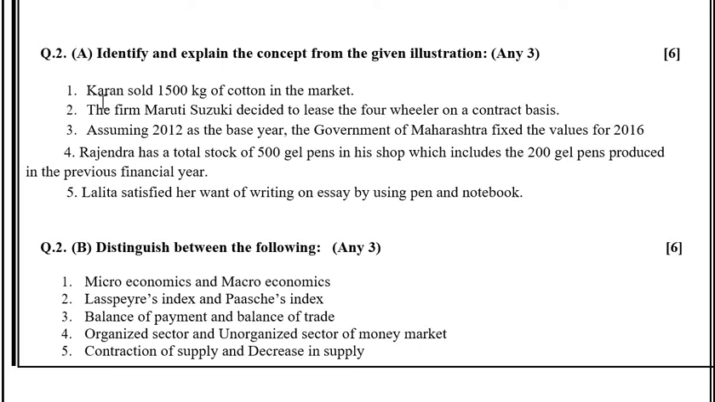Current sold, first one, current sold. You have to identify the concept and then you have to explain it. So it is 6 marks, any 3, so 2 marks each.